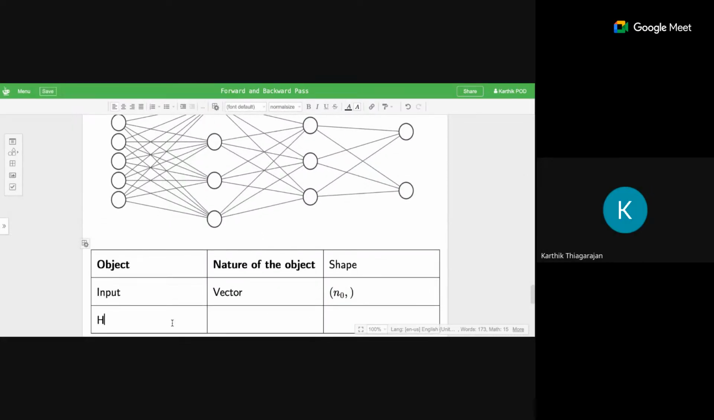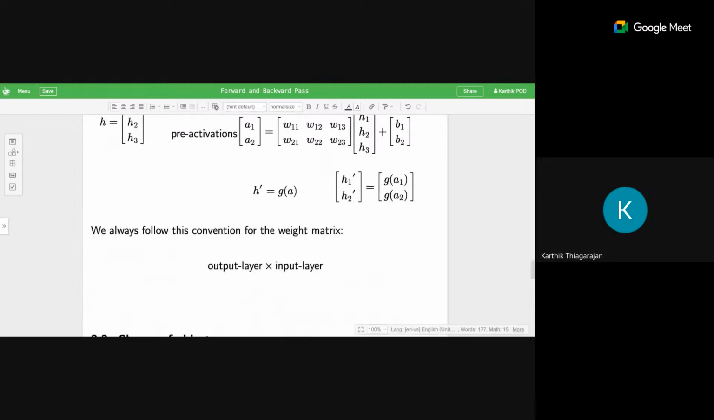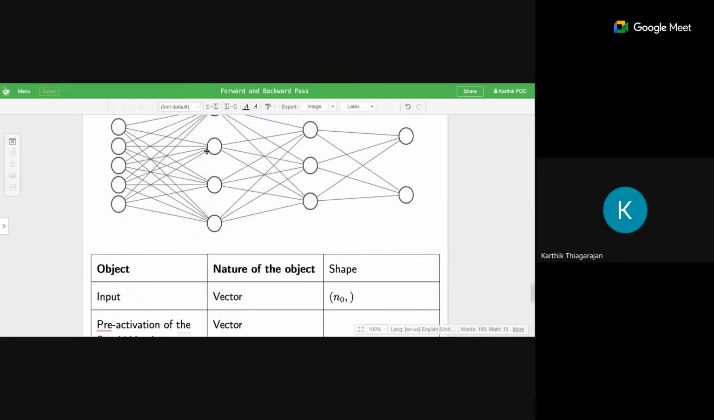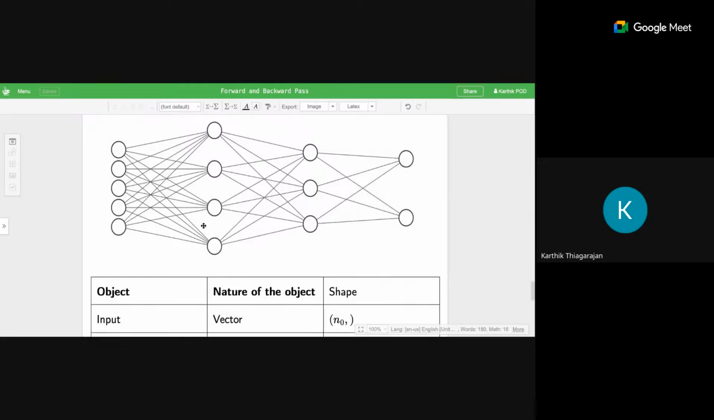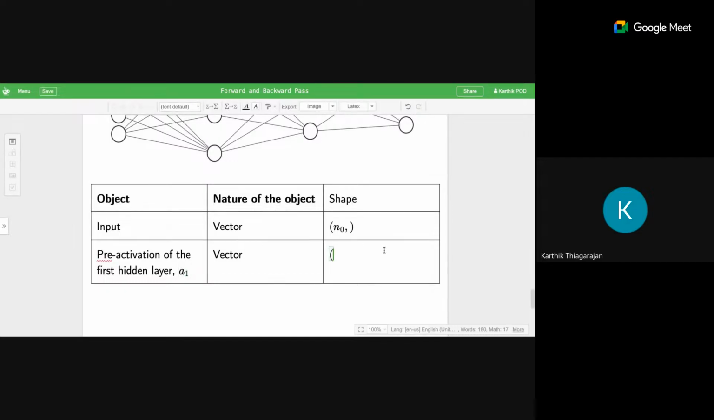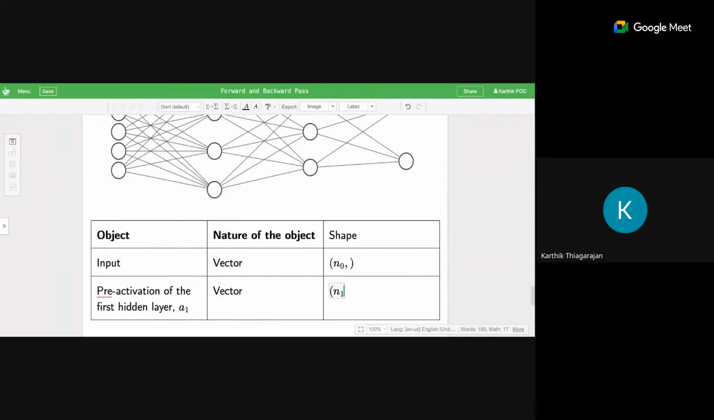Now the first hidden layer is going to be again a vector. I'll call this the pre-activation of the first hidden layer. The notation for this is A1, the value that is just before it becomes activation. That's also a vector. What will be the shape of this? It will be N1.